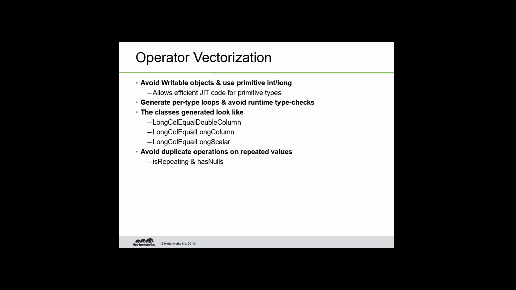The vectorization feature typically works on Hive tables with the ORC file format only. To allow efficient JIT code for primitive types, it generates type-specific loops and avoids runtime type checking. The classes generated for vectorization look like this: long column equal double column, long column equal long column, and so on. The framework is also used to avoid duplicate operations on repeated values, so it includes keywords like isRepeating, hasNulls, and so on.